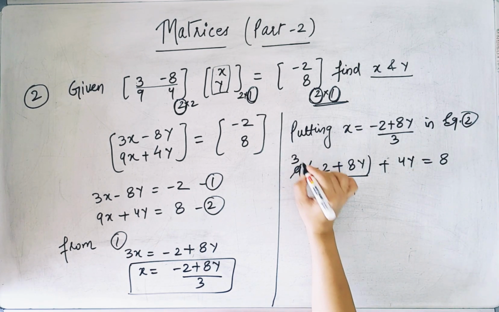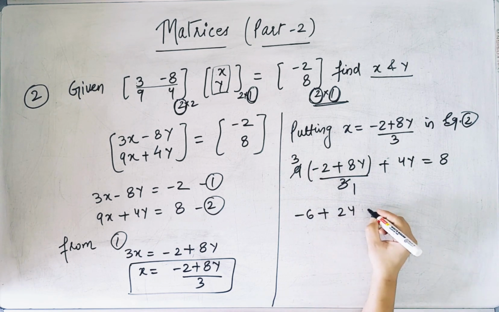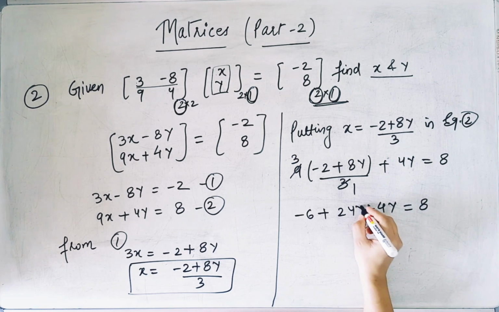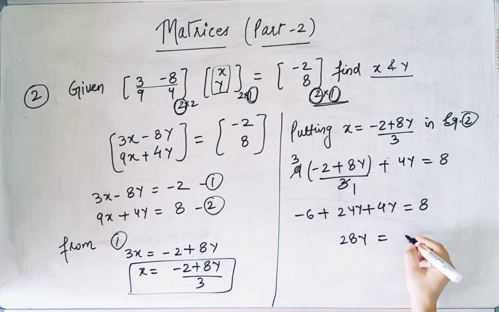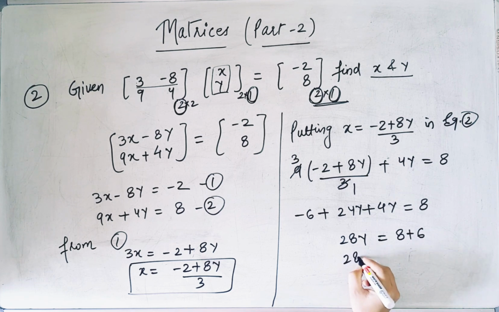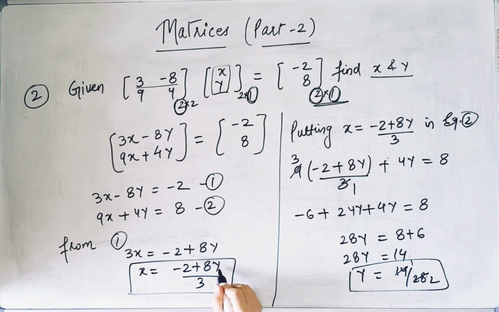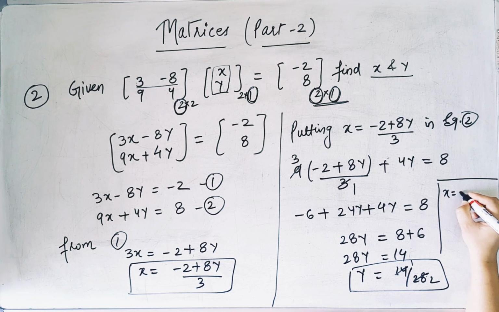3 ones are 3, 3 threes are 3 into minus 2, minus 6, 3 8s are 24 plus 4y equal 8. This is 24y. 6 will shift to that side. 28y is equals to 8 plus 6. 28y equals 14. So y is equals to 14 by 28, that is 1 by 2. Similarly, putting y is equals to 1 by 2 in this value. So x is equals to minus 2 plus 8 by 2.